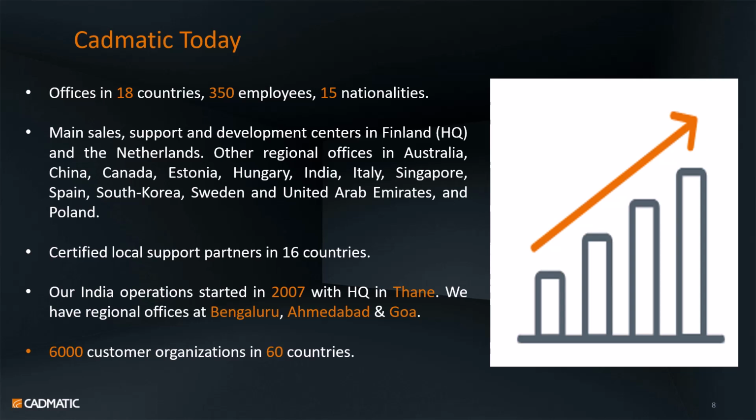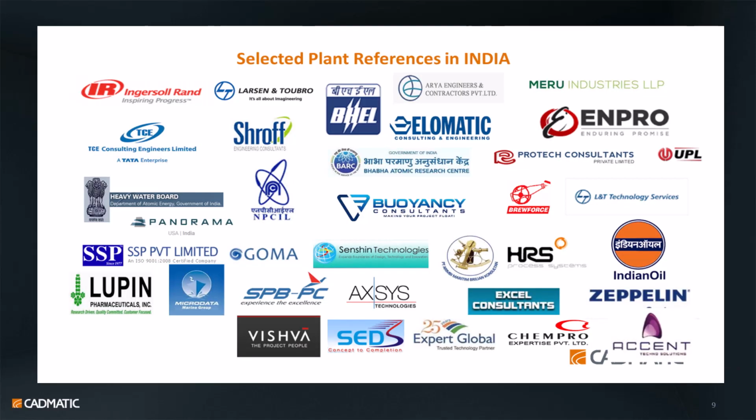Here you can see some of our plant customers in India. We are leaders in providing engineering solutions in the nuclear industry, where NPCIL, BARC, and Heavy Water Board are our esteemed customers. In oil and gas, we have CPCL, which is an IOCL subsidiary, and Enpro as our customers. We have other esteemed customers like BHEL, Tata Consulting Engineers, Schroff, RA Engineers, and many others from different industries.